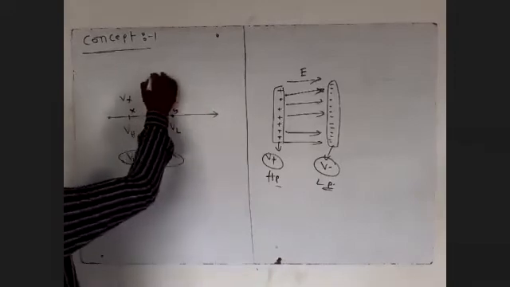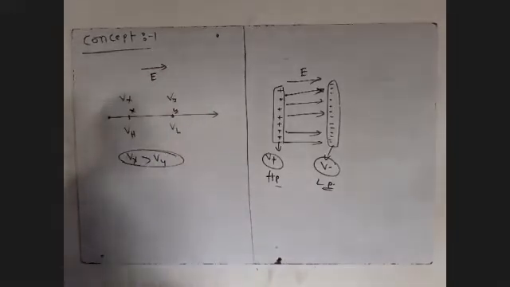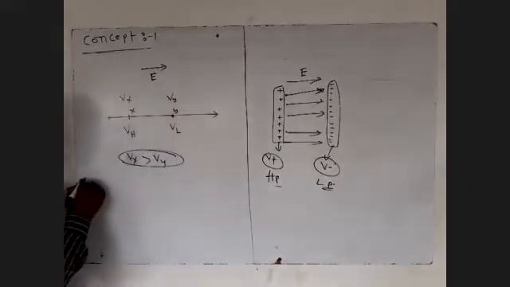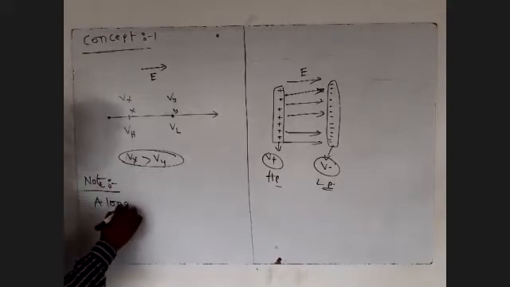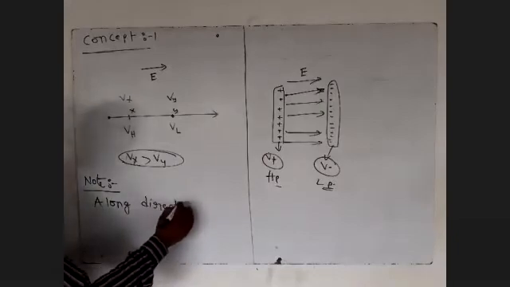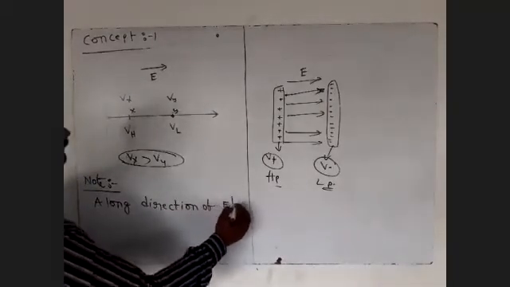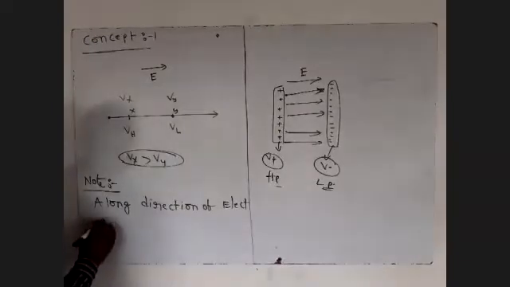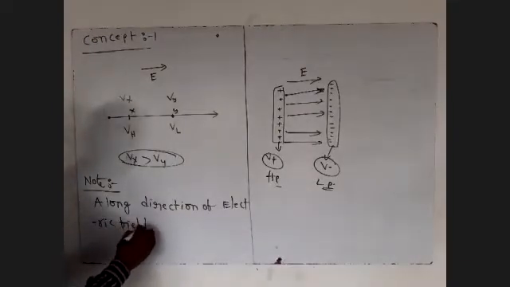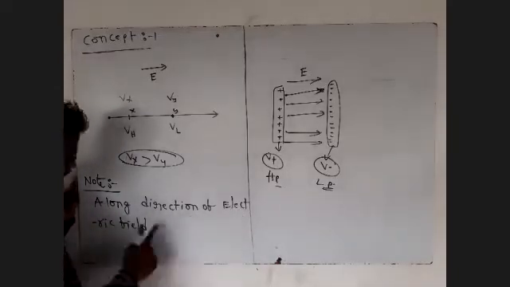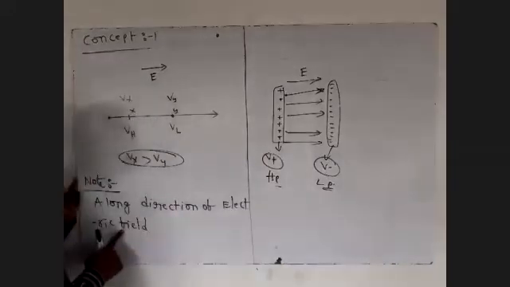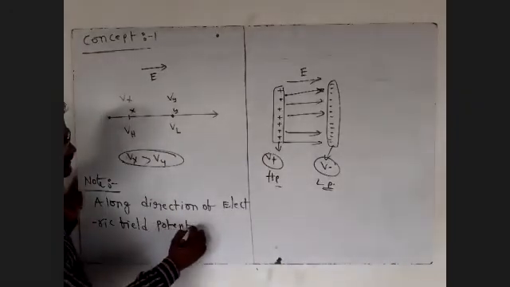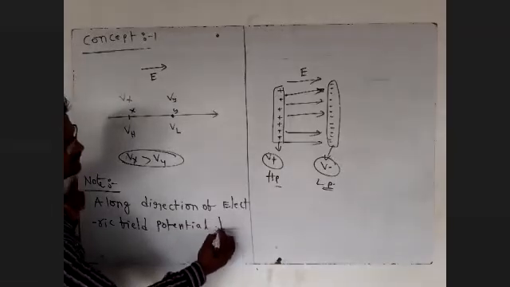This is the direction of electric field. Note this point. Along the direction of electric field, potential decreases. Along the direction of electric field, potential decreases.